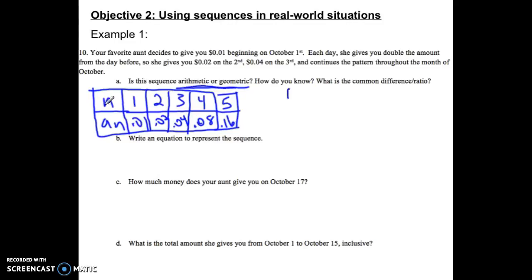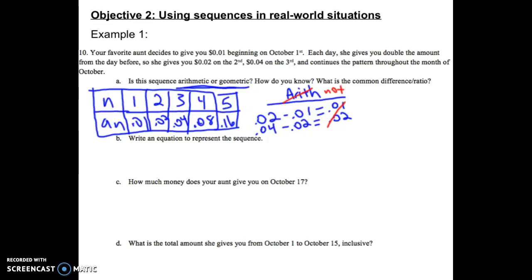So if it's going to be arithmetic, again, it needs to add by the same thing each time. So I'm going to try to test if it's arithmetic. I do the second term, 0.02, minus the first term, 0.01. That is 0.01. To test it again, I'll do the third term, 0.04, minus the second term, 0.02, and that is 0.02. 0.01 and 0.02 are not the same, so it is not arithmetic.